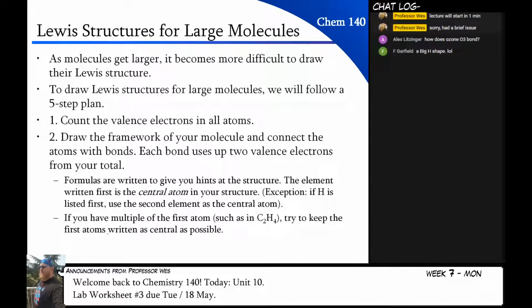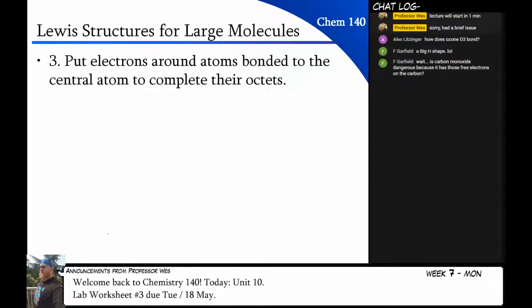Once you've created your framework, you're going to fill in all the remaining electrons from your pool. So if you counted X number of electrons and you used up only a few of them, you'll have some that are left over. And so when you go through your Lewis structure, you're going to put electrons on the outside atoms, and then on the inside atoms, until you're out of electrons.